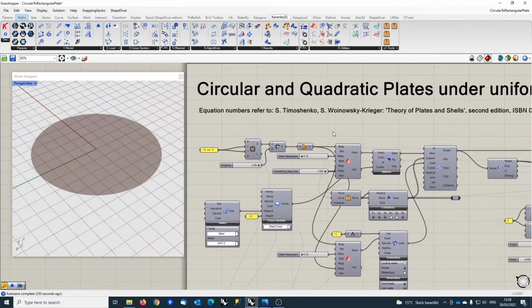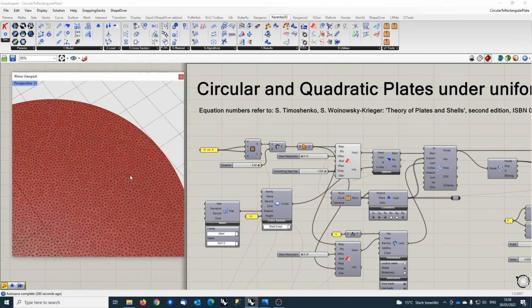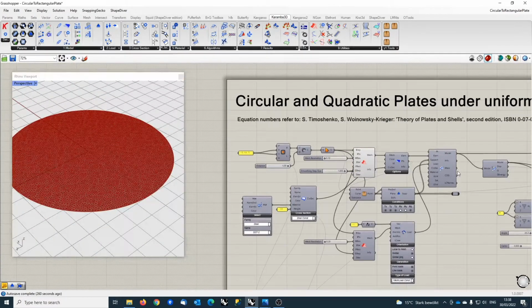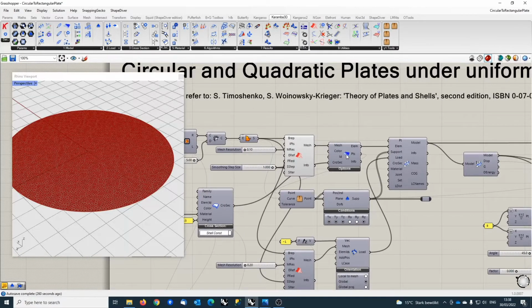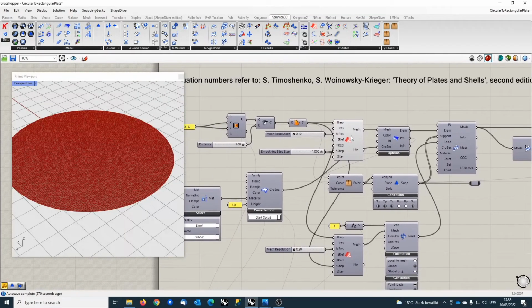And the surface is at first meshed. Then it is input into the Karamba mesh to shell component and then forms part of the structure.